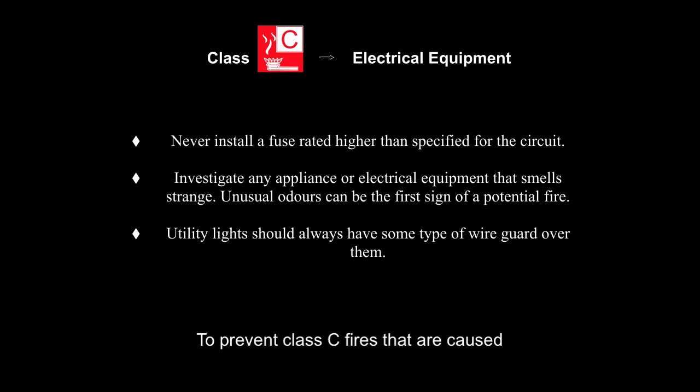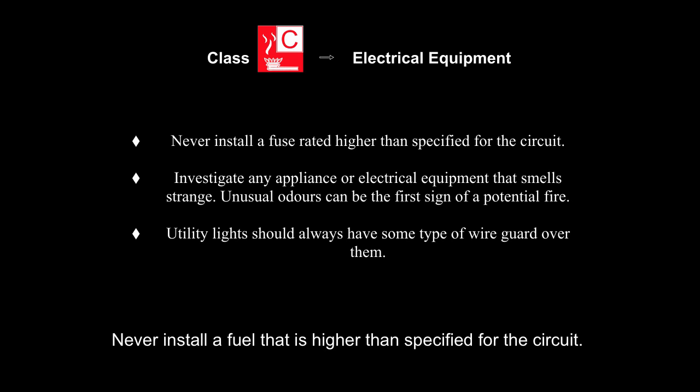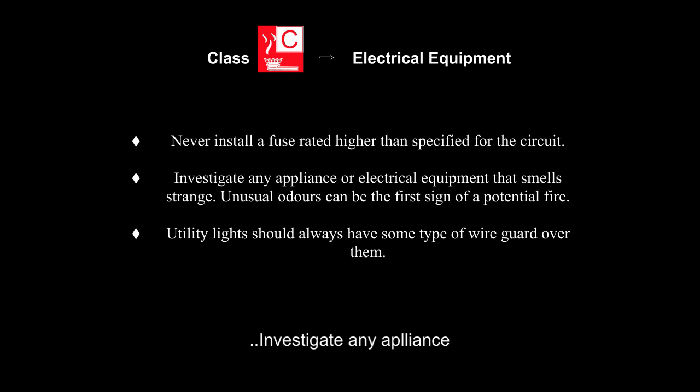To prevent Class C fires that are caused through electrical equipments, here is the list of precautions one should take. Never install a fuse rated higher than specified for the circuit. Investigate any appliance or electrical equipment that smells strange. Unusual odors can be the first sign of a potential fire. Utility lights should always have some type of fire guard over them. This is very important. Live wire without guard can catch fire easily.